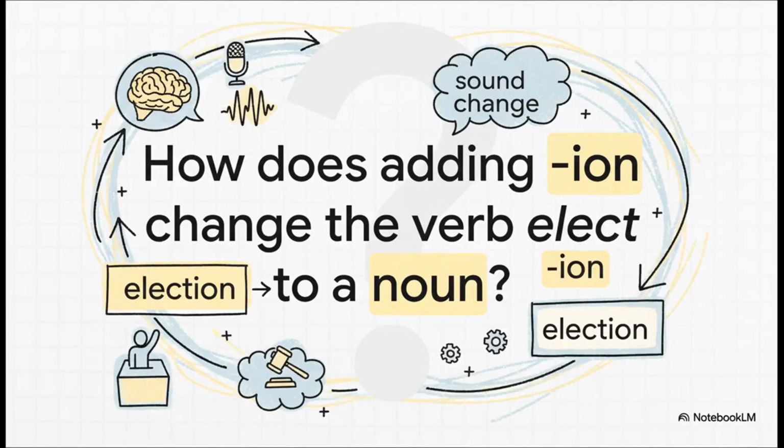And to wrap things up, here's a super practical exit ticket you can use right away. This question is great because it does double duty. It checks if they remember the sound change, sure, but it also asks them to explain how that suffix transformed a verb, elect, into a noun, election. It's a fantastic little check to see just how deep their understanding really goes.